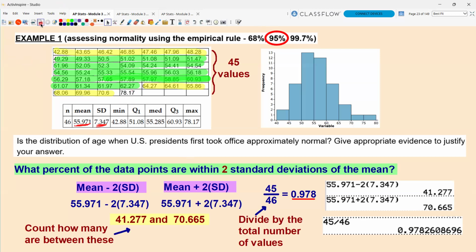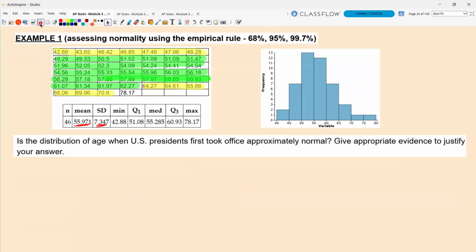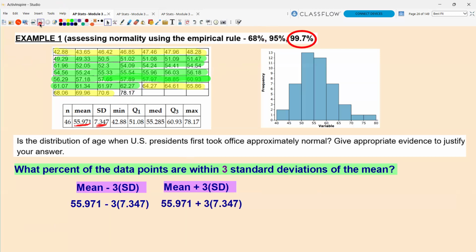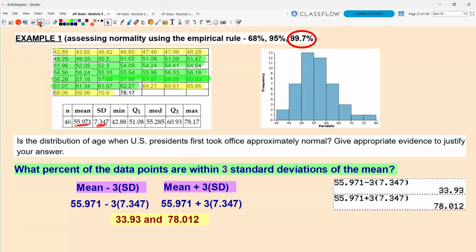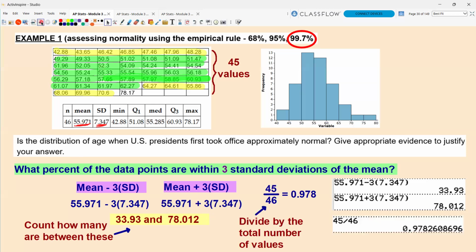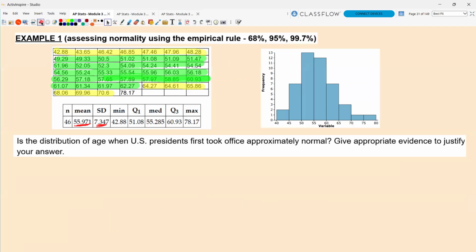And so lastly, we'll go 3 standard deviations out, do the same thing, do the math, use your calculator. In this case here, we still have 78.17, a little bit outside, just barely. So again, that's going to be 45 divided by 46, which is about 97.8%. Now, remember, we're not trying to see if it's exactly normal. We're just trying to see if it's approximately normal.